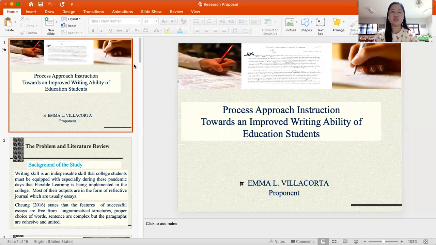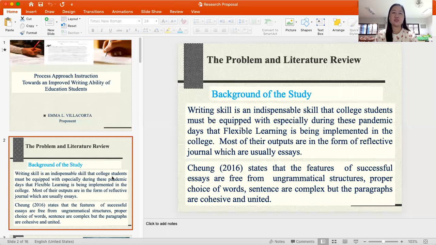I am Emma Villacorta, and it's an honor for me to present to you my research proposal, which is entitled Process Approach Instruction Towards an Improved Writing Ability of Education Students. The problem and literature review of this study.